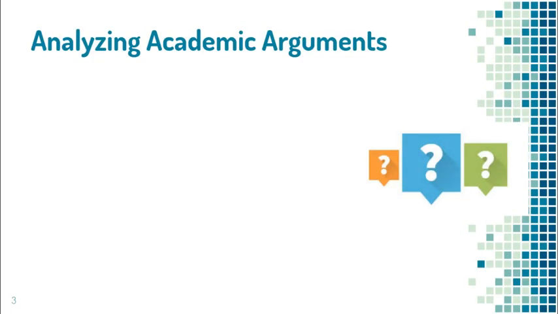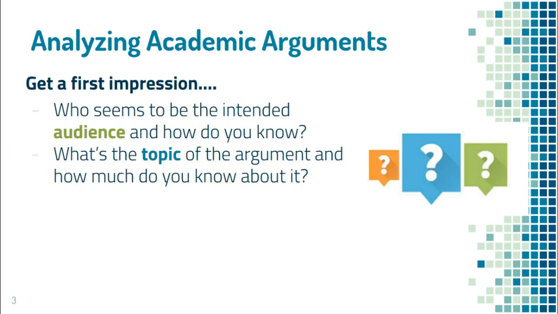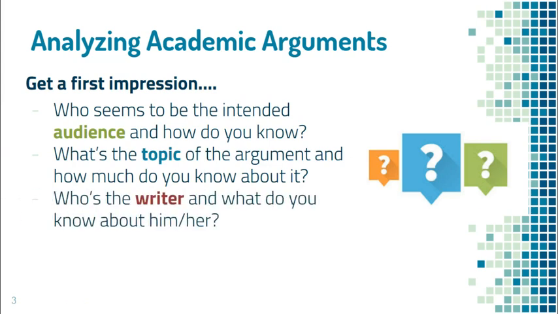When first looking at an academic argument, get a first impression. Ask yourself the following questions. Who seems to be the intended audience, and how do you know? What's the topic of the argument, and how much do you know about it? Who's the writer, and what do you know about him or her? Once you have established the topic and who the writer and intended audience are, look more closely at the argument itself.